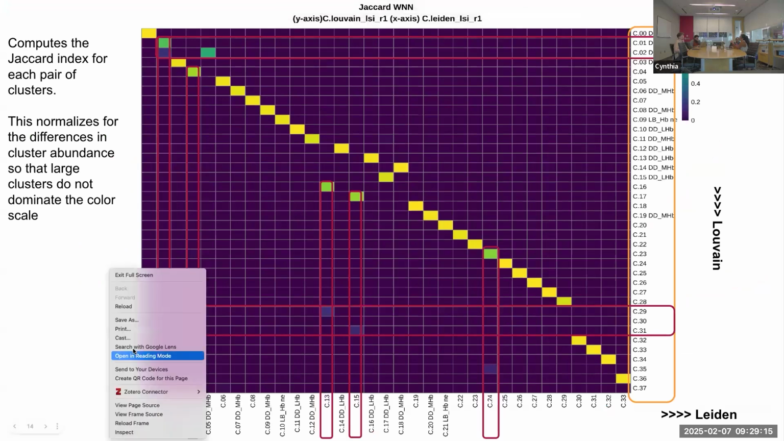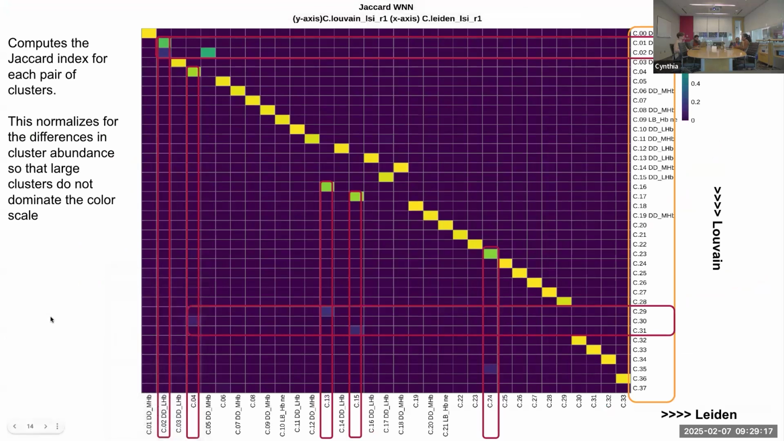Now, this is the first evaluation step that we use. That is to compute the Jaccard index for each pair of clusters. So here in the x-axis, we have Leiden, and in the y-axis we have Louvain. This method normalizes the differences in the cluster abundance, so that a large cluster is not going to dominate the color. So it's a way to make a fair comparison.